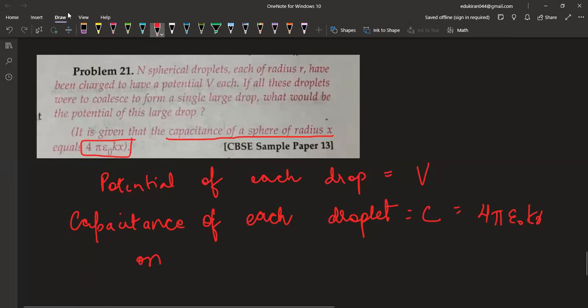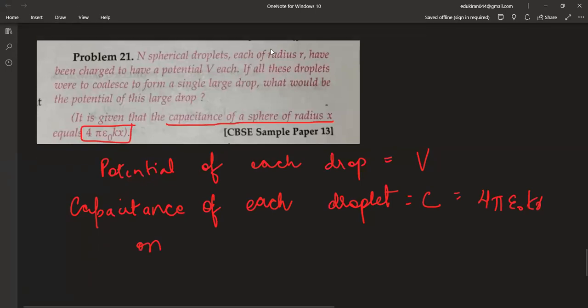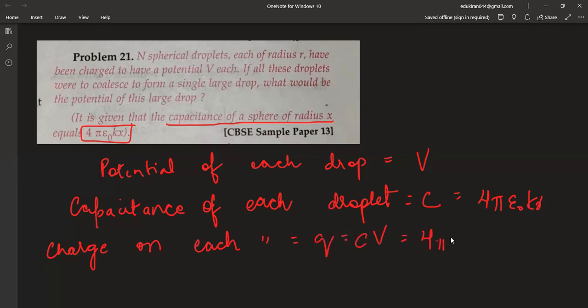What will be the charge? CV. Yes, charge will be CV. So charge on each droplet will be Q, which is equal to C into V. So multiply this term, that is 4 pi epsilon naught k r into this V, correct?